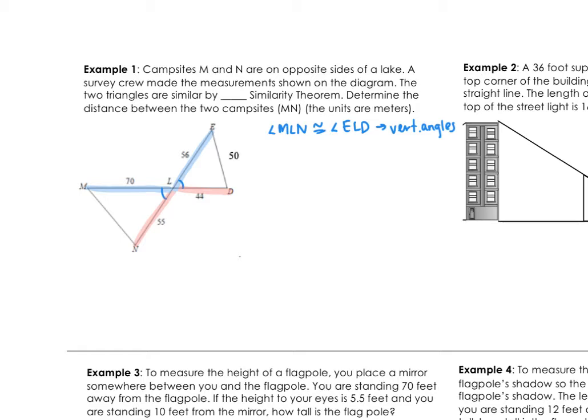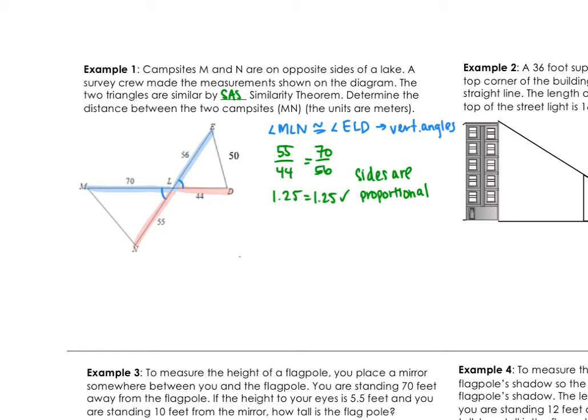So checking our ratios here, I need to check that 55 over 44 equals 70 over 56. When I put this in my calculator, I get 1.25, and 70 divided by 56 is also 1.25. So that means the sides are proportional. So they're similar by side, angle, side. Since we know that these two sides are proportional, now we can use the fact that the triangles are similar to solve for the missing length.